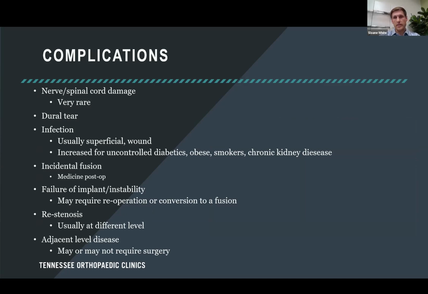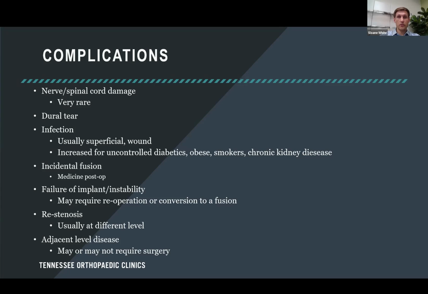Dural tears, tearing the sac that holds the spinal fluid around the nerves or the spinal cord, can cause other issues, but typically this is not a problem, and it is usually, if it happens, repaired during surgery. Just like with any other orthopedic procedure, we worry about infection. Usually it's superficial. We approach the spine through the anterior portion of the neck, which has a good soft tissue envelope, and infection rates with these procedures are very, very low. However, patients with uncontrolled diabetes, obesity, smokers, and those with chronic kidney disease do have an increased risk.